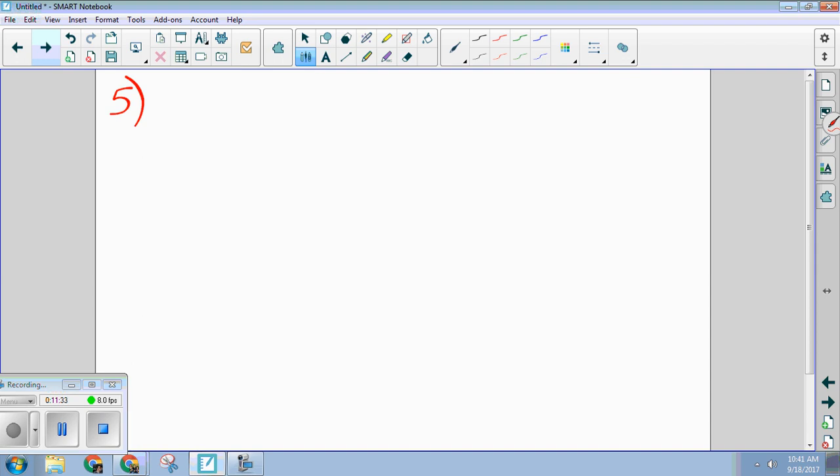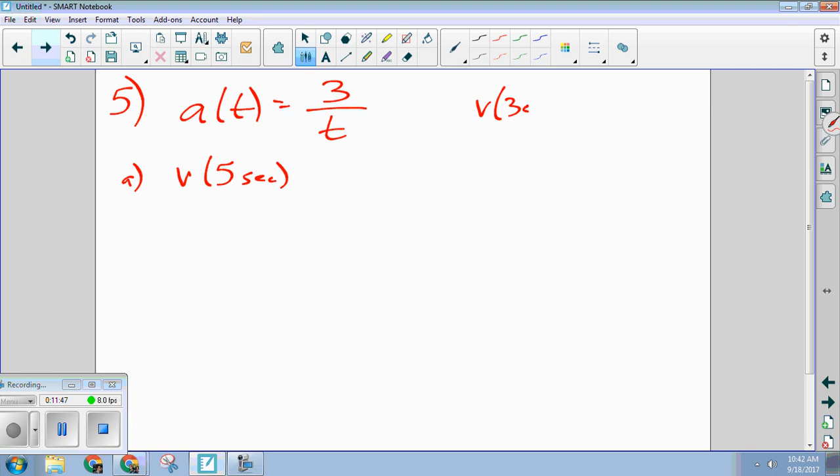So here we go. Acceleration as a function of time is 3 over t. Question A wants to know the velocity at 5 seconds. The other thing that we do know is it tells us that the velocity after 3 seconds was 4 meters a second. All right, so we're given information about our acceleration, and we're asked a question about our velocity.